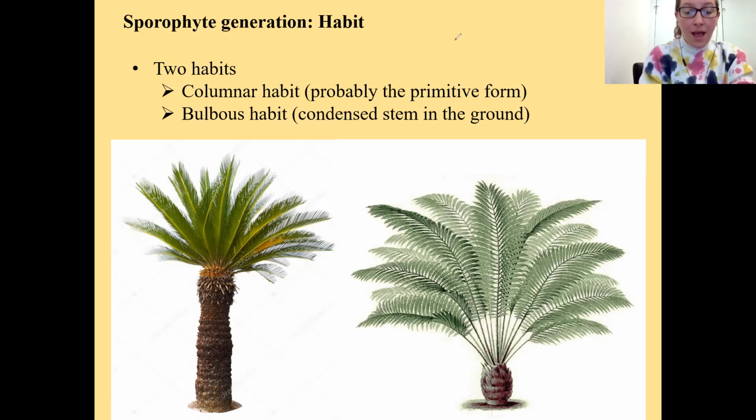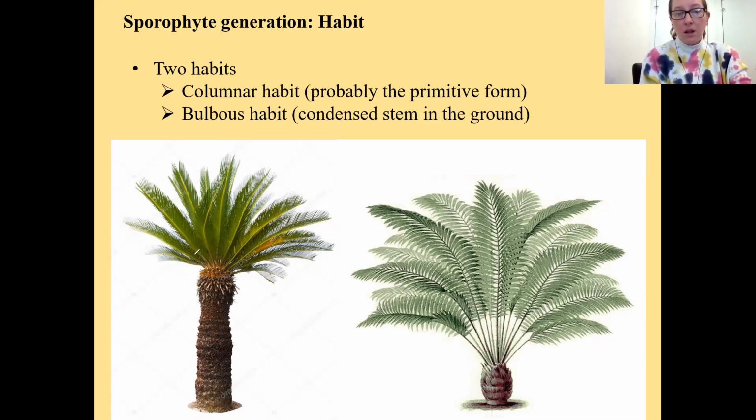Okay, so habit means form. So like a tree's form, whereas habitat is the location that something lives, right? Like some place where something lives. So they look similar. So that's why I'm trying to pull them apart for you guys. But habit means form. In terms of the cycads, there are two types of habits that occur.